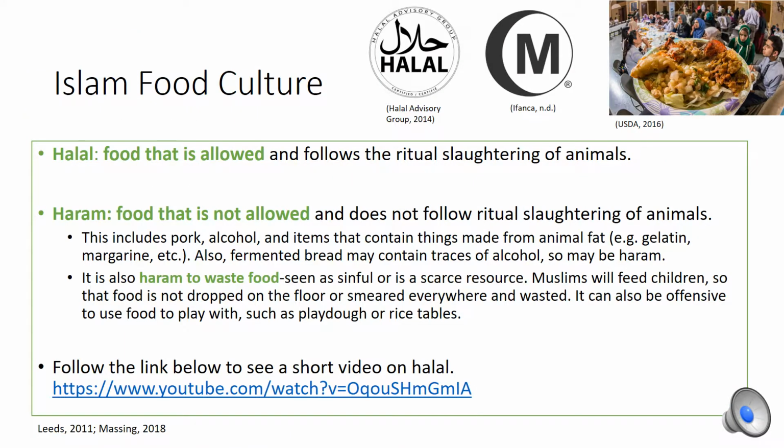The Islam food culture uses terms such as halal to indicate that food is allowed and follows the ritual slaughtering of animals.